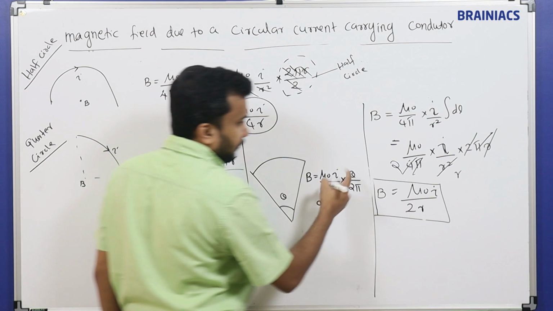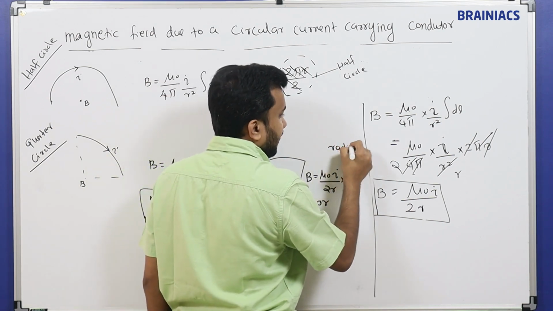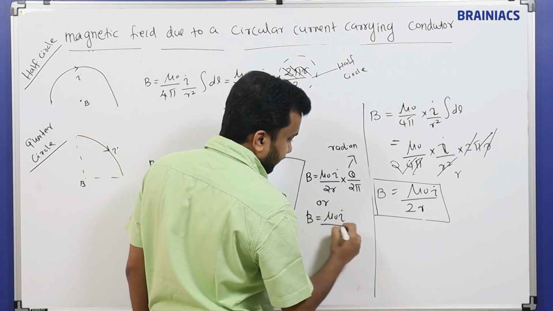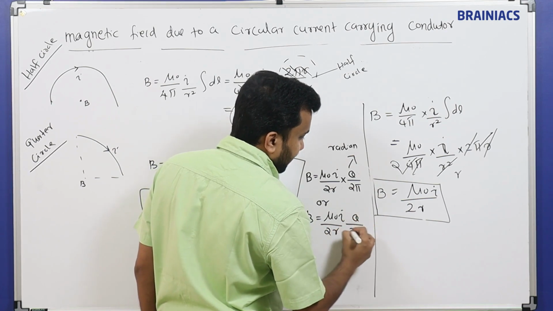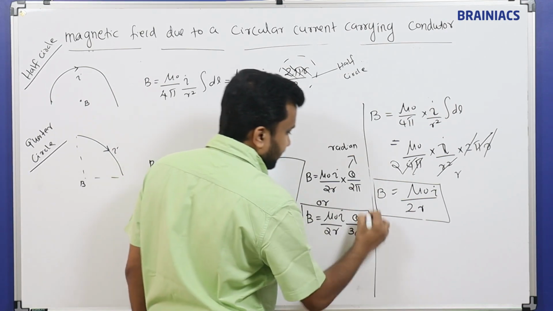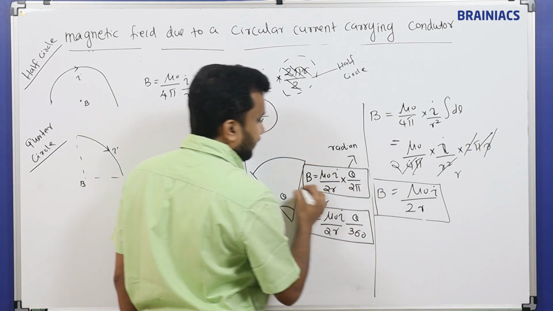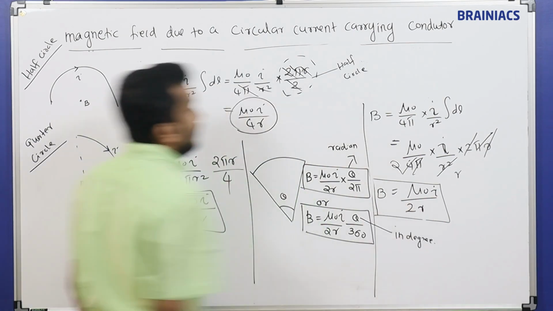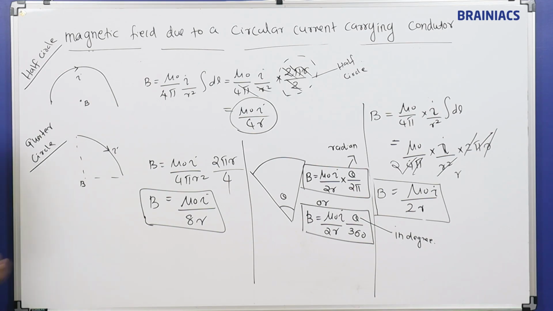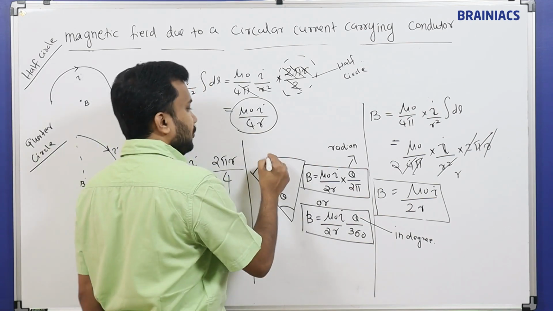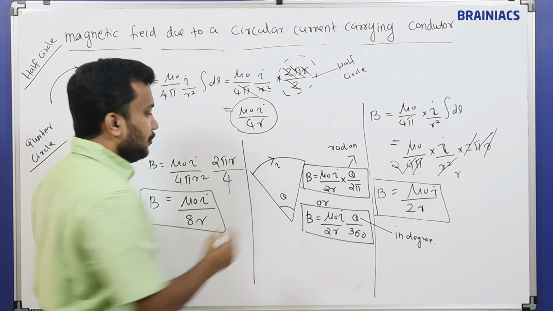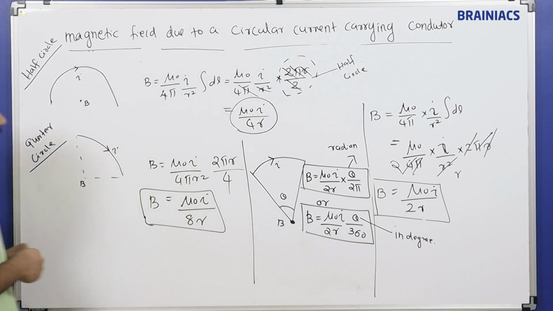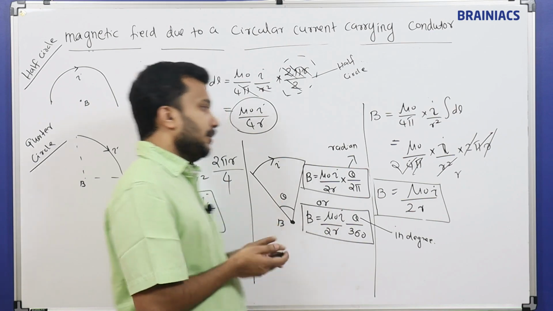this is for angle in radian. Or I can write B is equal to mu 0 I divided by 2r into theta divided by 360 degree. This is for angle in degree, the other is for angle in radian. Okay, so let me take an example over here. See, this is an arc which is carrying a current I, and I am going to find the magnetic field at the point here at the vertex. Depending upon the value of theta, we can apply either formula.